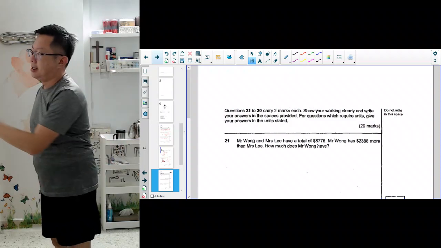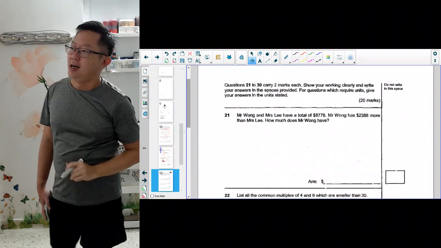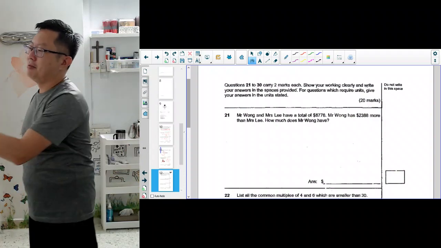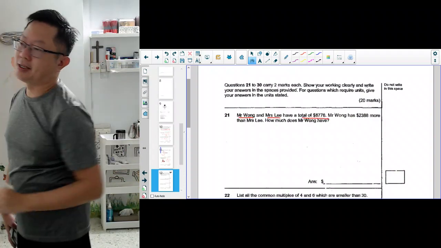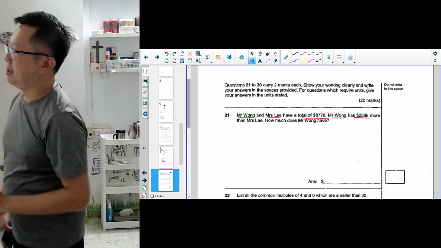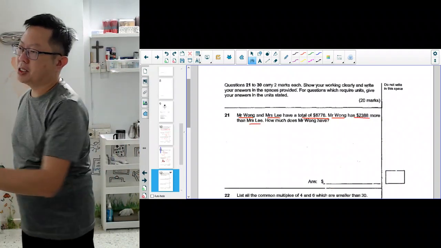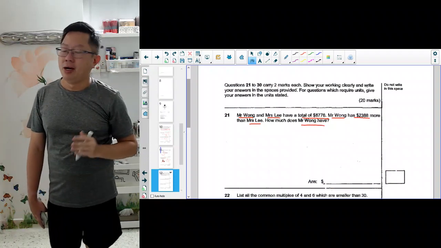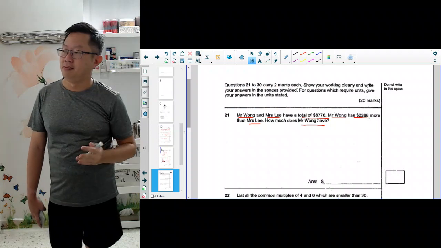Okay, now for this question, it looks very simple. It's like a primary 3 problem. Now Mr. Wong and Mrs. Lee have a total of $8,776. Mr. Wong has $2,388 more than Mrs. Lee. How much does Mr. Wong have?